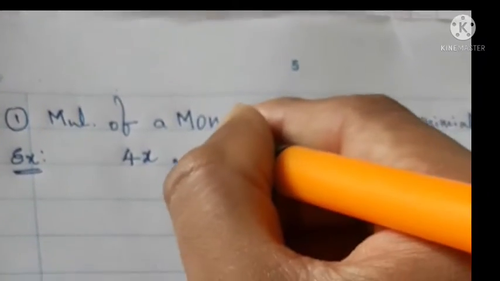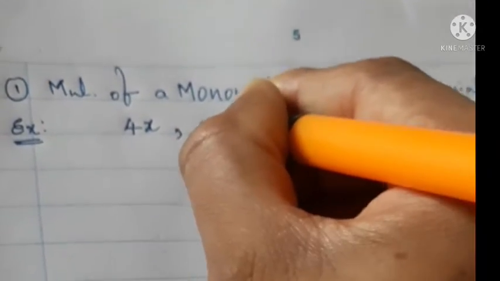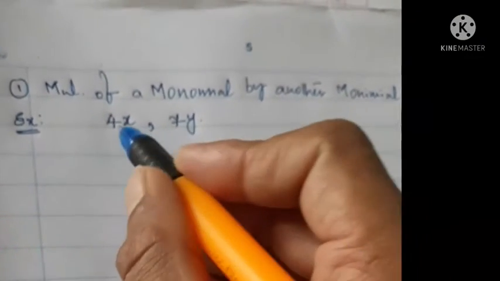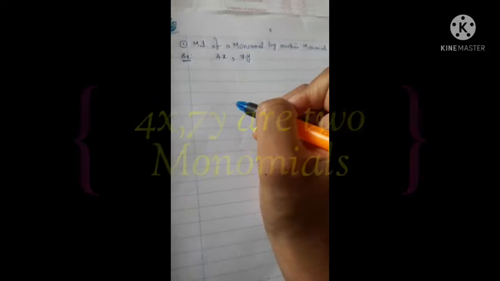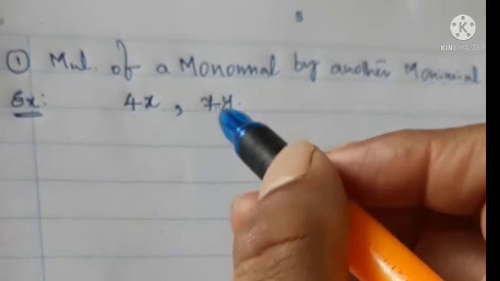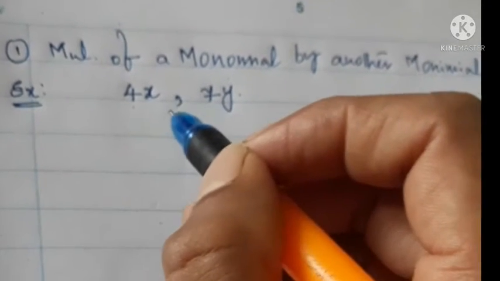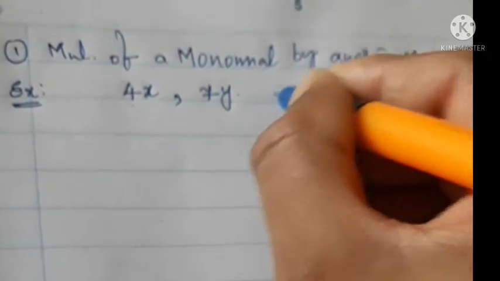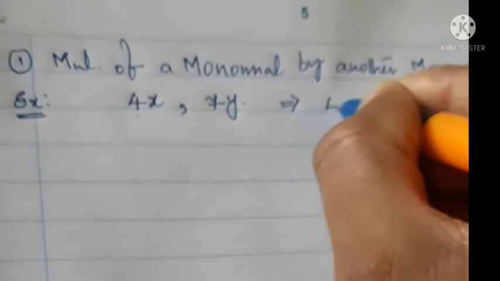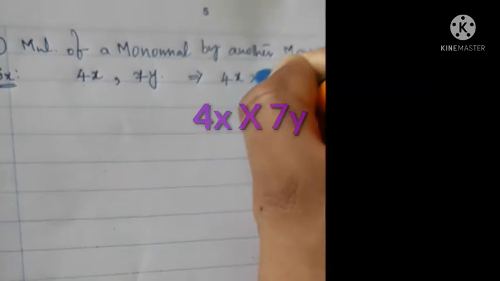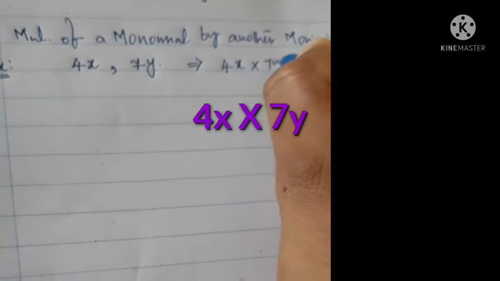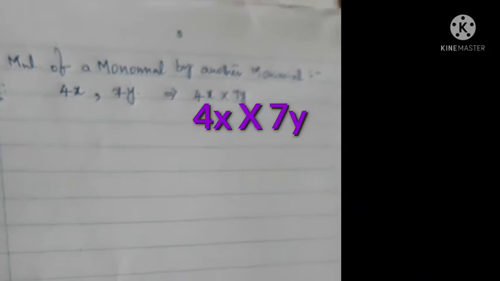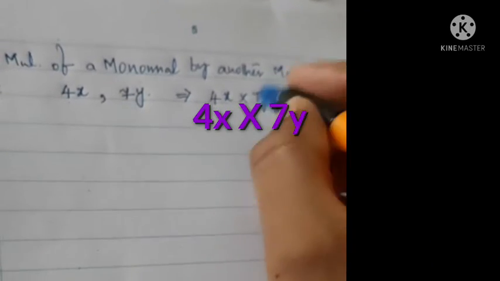Another example is 7y. Isn't it? Here 4x, 7y. These two are monomials. Now what am I going to do? I am going to multiply these two different monomials. So that is 4x multiplied with 7y. So what is the final answer we may get? That is our aim to find.